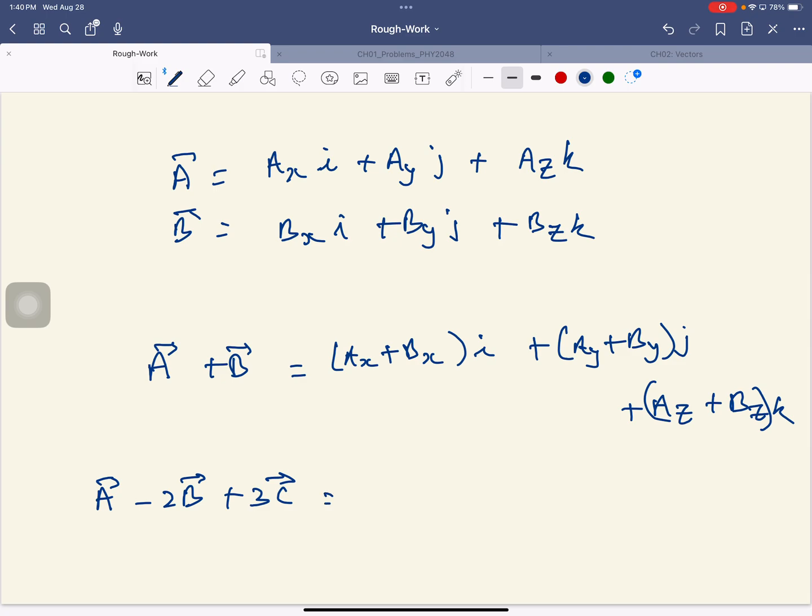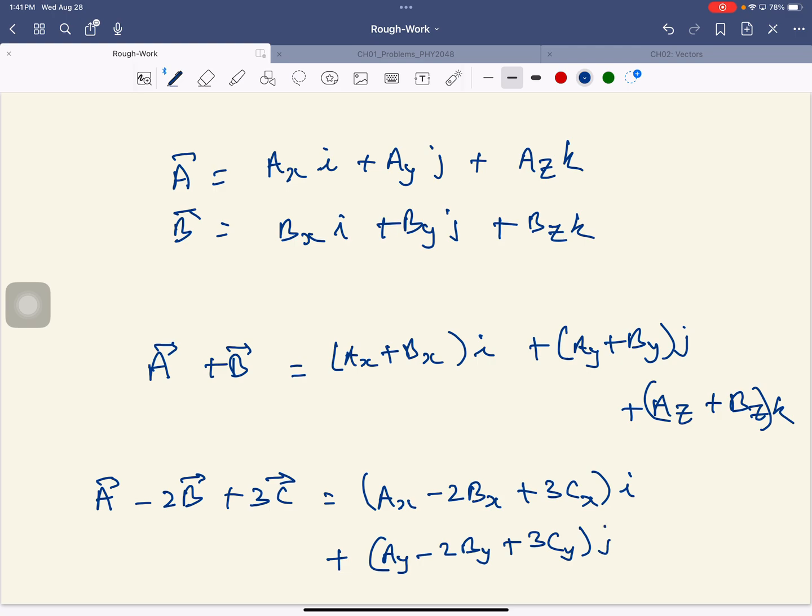Okay, you can add a whole bunch of vectors. This would be a_x minus 2b_x plus 3c_x i. Who's going to help me with the y component? A_y minus 2b_y plus 3c_y. Very good. Again, which is just the same thing except z instead of y. There you go.